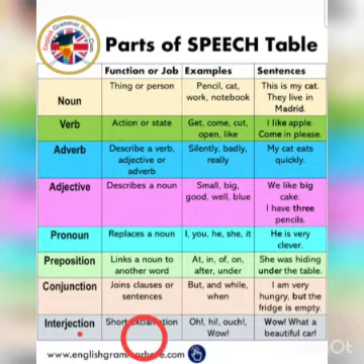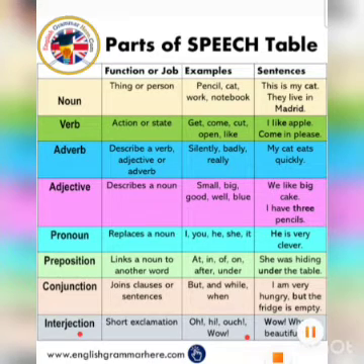Interjections are short exclamations, right? Example: oh, hi, ouch, wow. It shows exclamatory sentences like wow, what a beautiful car. Let's see some more examples.